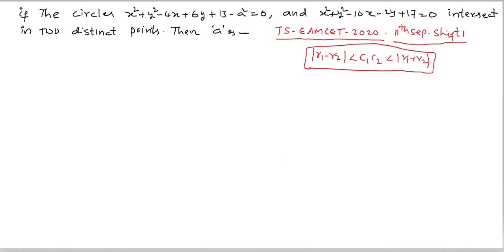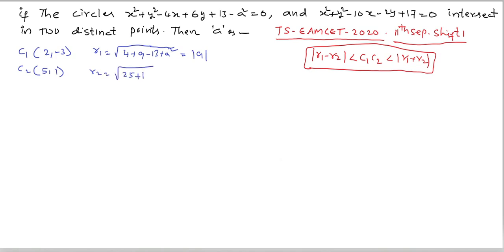First, find the center of the first circle C1. That C1 is 2 comma minus 3 and R1 is equal to square root of 4 plus 9 minus 13 plus a square. So 13 cancels, equal to root a square, which is equal to modulus of a. And the center of the second circle C2 is 5 comma 1 and R2 is equal to the root of 25 plus 1 minus 17. So 25 plus 1 is 26, minus 17, that is equal to root 9, which is equal to 3.